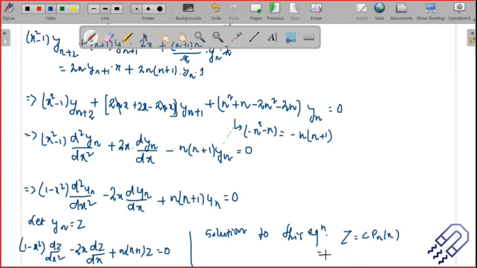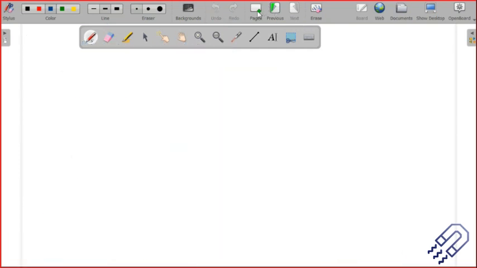This is the solution. And what is my z? Z is yn is equal to c Pn(x). Now what's my aim? My aim is to find out what c is. I don't know what this constant is, so let's try to find out what my c is. Let's go to the next page. So we have written the solution as yn is equal to c Pn(x), and what is my yn? Yn is nothing but d^n y by dx^n. Don't get confused here, remember what notations we are using, is equal to c Pn(x).